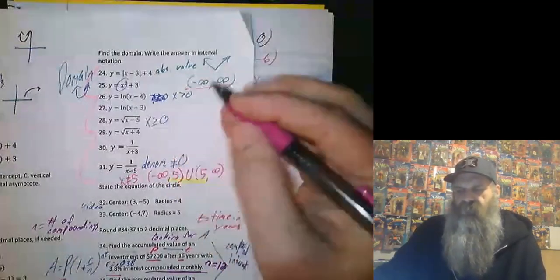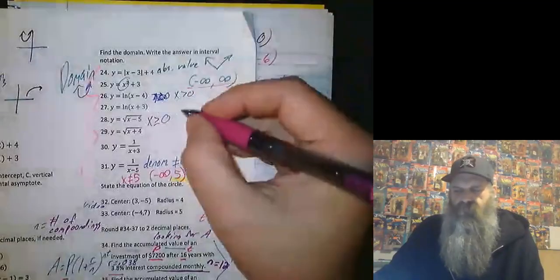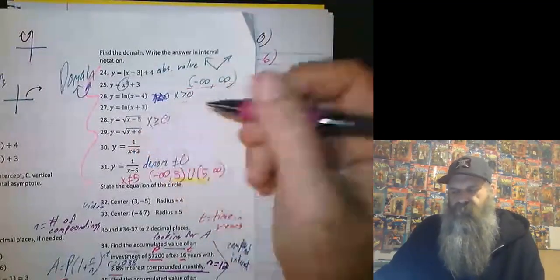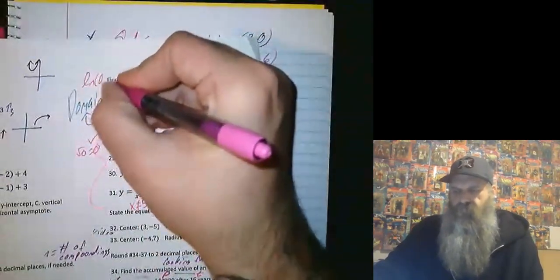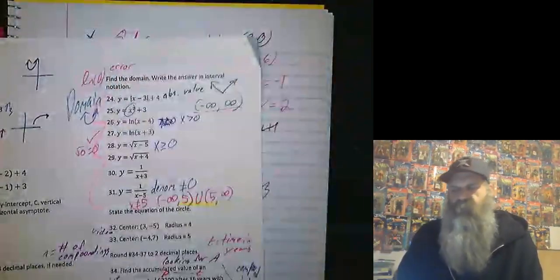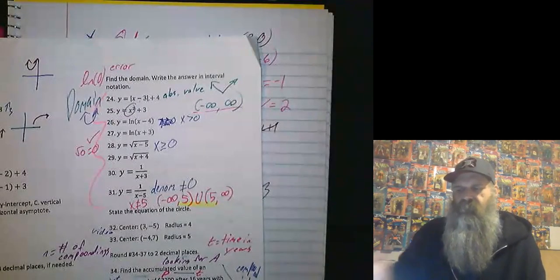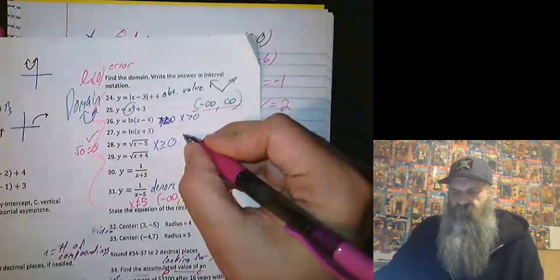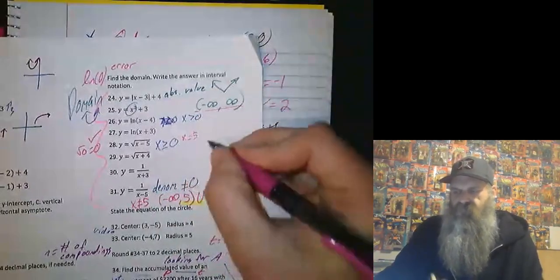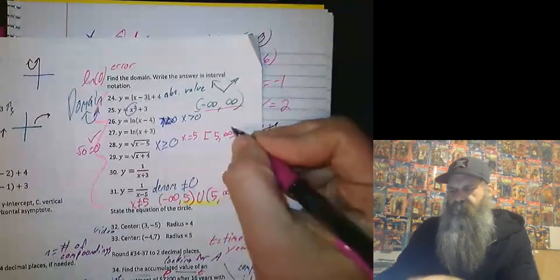So here on 28, x minus 5 has to be greater than 0, or equal to 0, because the square root of 0 is just 0, and that's fine. But the natural log of 0 is an error. So x can be equal to, on 28, positive 5. X can equal 5. So the domain starts with a bracket, 5 to infinity.